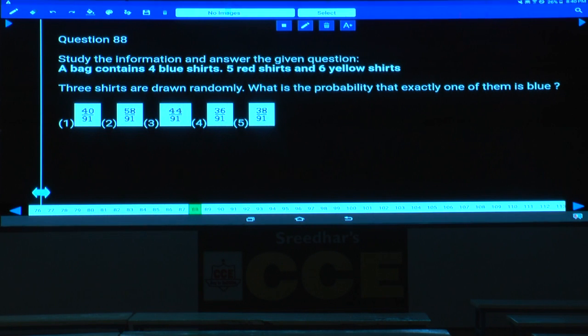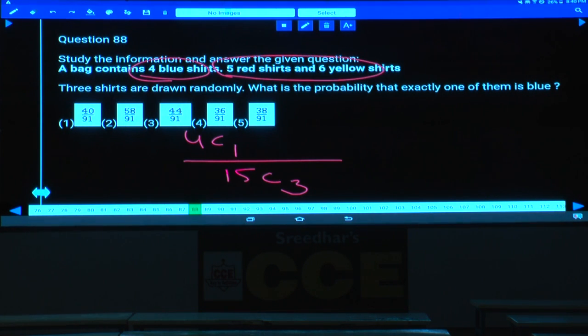3 shirts are drawn randomly. What is the probability that exactly one of them is blue? 3 are drawn out of 15. You can do that in 15C3 ways. 1 should be blue. How many blue do we have? That means you need to get 4C1. 1 shirt is from blue. And the remaining 2 are from anything, either red or yellow. Yes or no? Remaining how many are there? 11. Out of these 11, you need to pick 2.